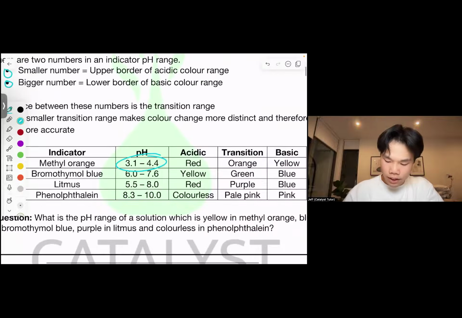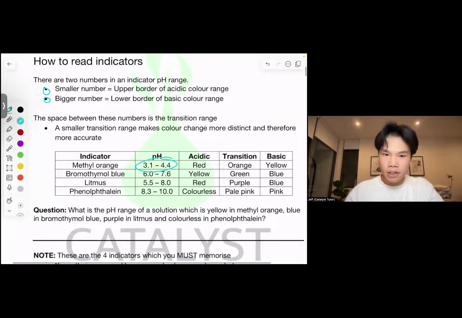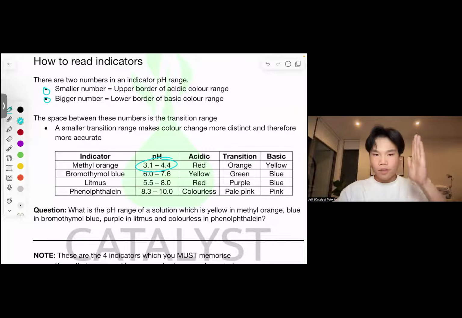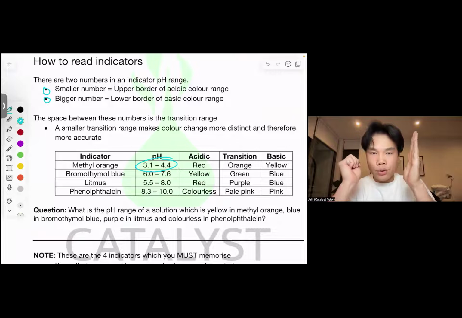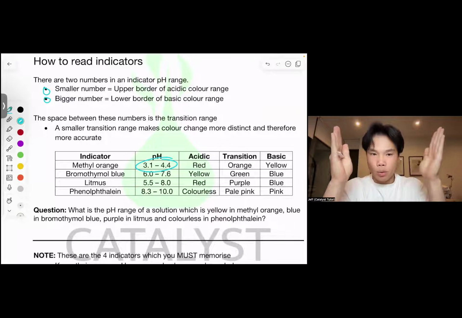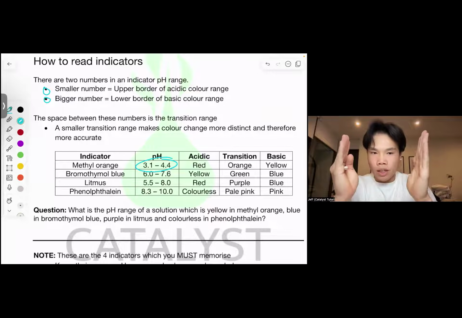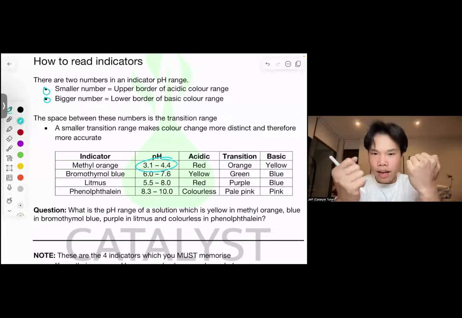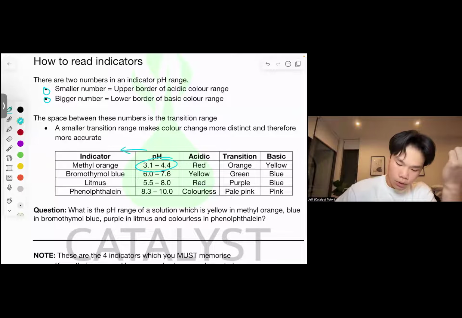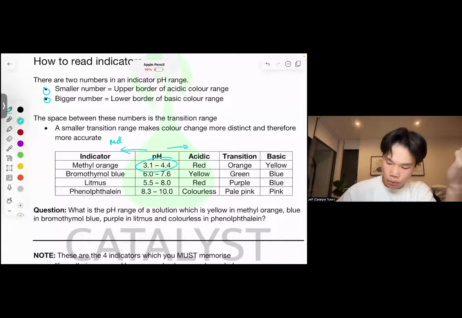You have an acidic color, a transition color, and a basic color. The lower number shows you the lower limit of the transition range, and the upper number shows you the upper limit of the transition range. So between these two numbers is the transition range, where you'll see an orange color. On either end, you have an acidic color and a basic color. So below 3.1, you'll see red, and above 4.4, you'll see yellow.